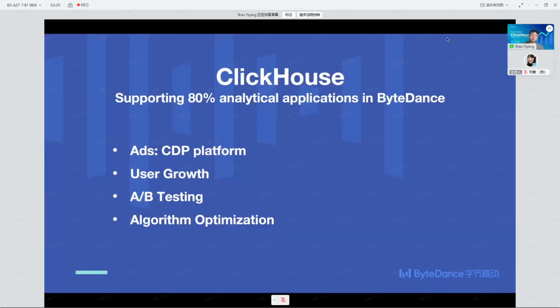So right now, after several years of development, ClickHouse is already supporting over 80% of analytical applications in ByteDance. For example, the CDP platform for the ads department, and also our user growth tool and our A/B testing tool, and even some of our algorithm optimization for recommendation.